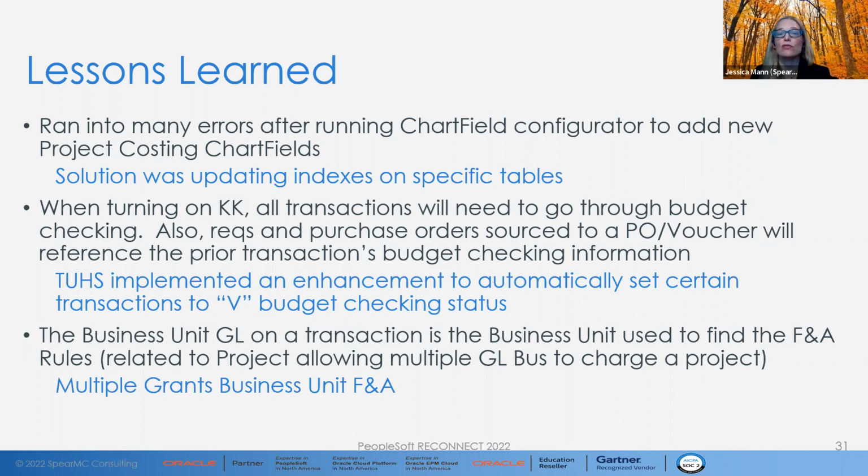But if you have F&A calculated on a grant, there is some additional setup required for those additional GLBUs, even if they're not grants business units. That is on the grants F&A business units setup. So we did have just one grants business unit, but on the F&A offsets, we did have to set that up for the additional business units. So something to keep in mind if you have multiple business units charging a grant.